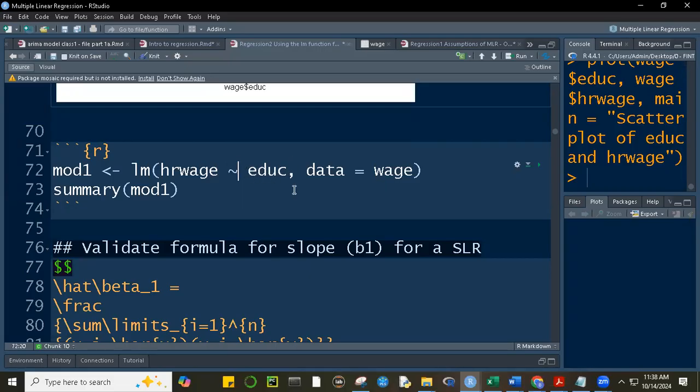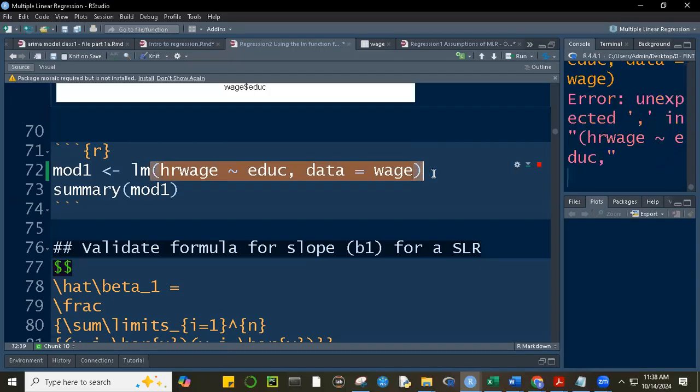Okay, and then it's okay just to identify the variable hourly wage and education kasi we're defining here naman the data set. Data is equal to wage. Okay, so whether you use the wage data set or the wage one data set, it's okay kasi pareho naman ang education. But let's just use the wage data set. Okay, and then if I run this first, control enter.